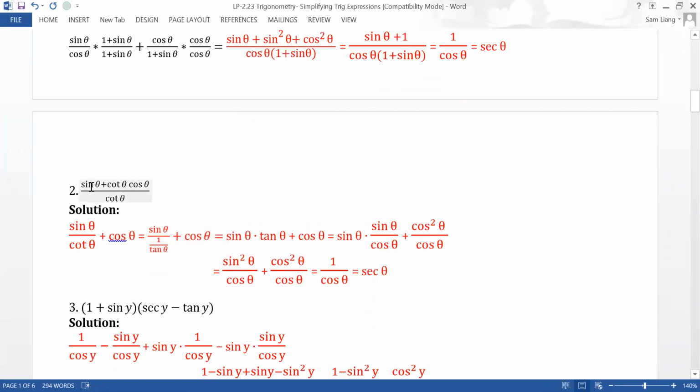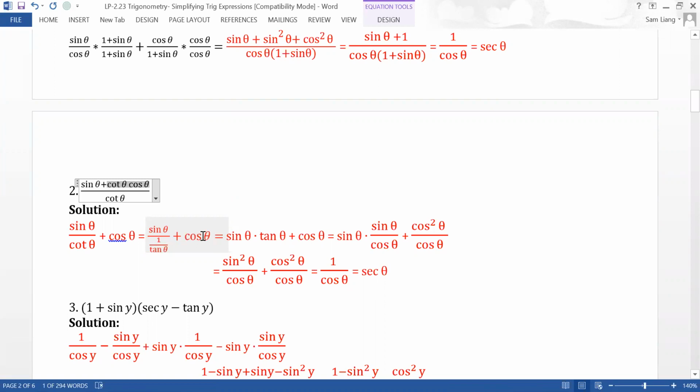So initially we have sine theta plus cotangent theta times cosine theta, over cotangent theta. You're going to divide the numerator by cotangent theta. So you get sine theta divided by the denominator plus, well, this time divided by cotangent is just cosine, right? Because the cotangent theta divides out. And then from there, we know cotangent is 1 over tangent, right? Alternatively, you could also do cotangent is cosine over sine, but I'll just do 1 over tangent here.